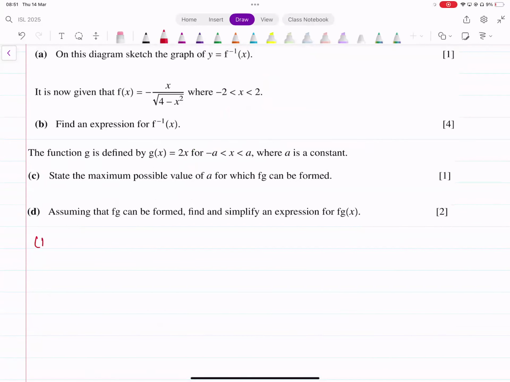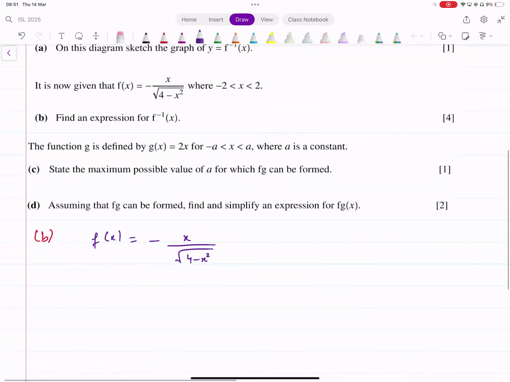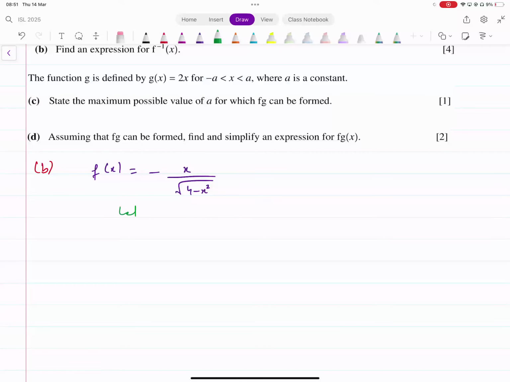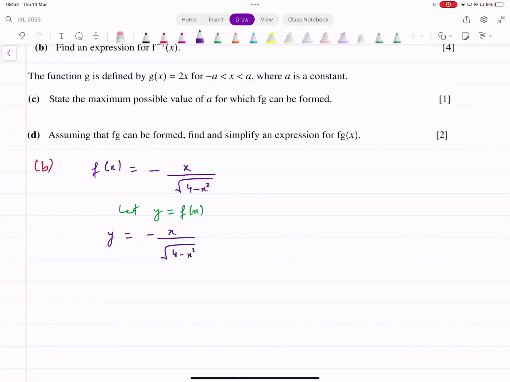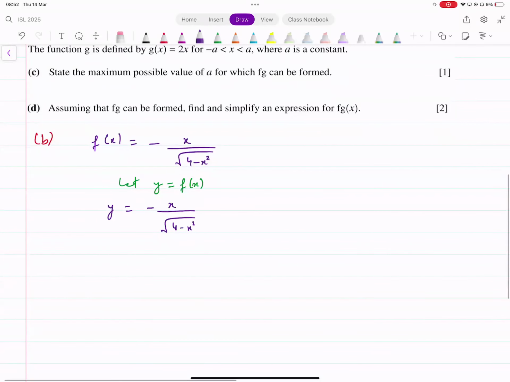वही स्टैंडर्ड प्रोसेस जो हम करते हैं, f of x equals -x over square root of 4 minus x squared। That's what the function is। How do we start? We say let y equals f of x। f of x की जगह पे y input कर दें। That gives you y equal to -x over square root of 4 minus x squared। Right? अब आपने x को सब्जेक्ट बनाना है। पहले तो स्क्वायर रूट खत्म कर सकते हैं। हाउ डू यू रिमूव द स्क्वायर रूट?